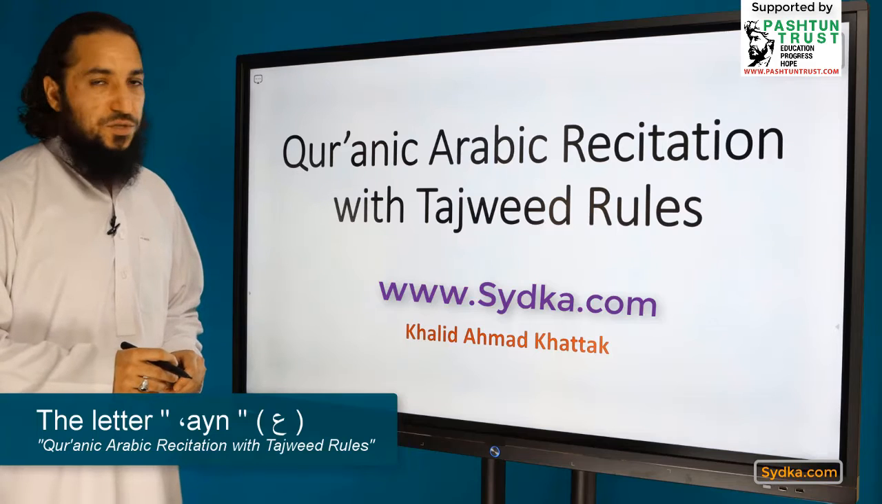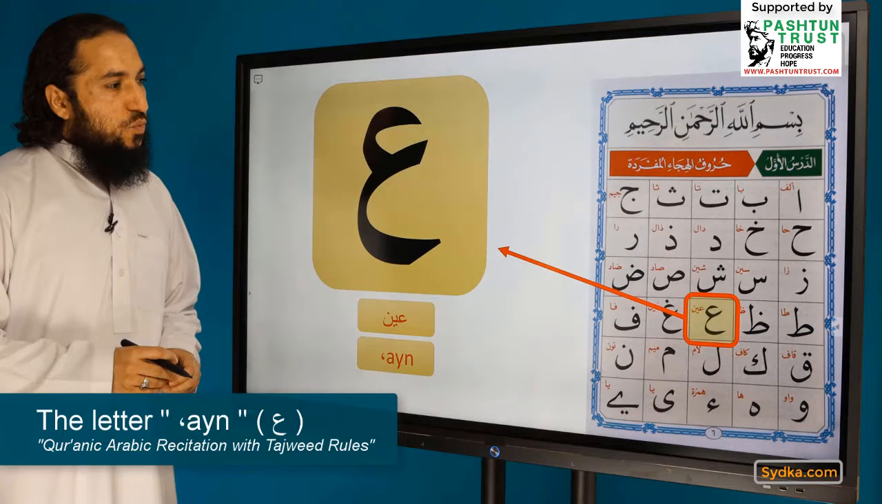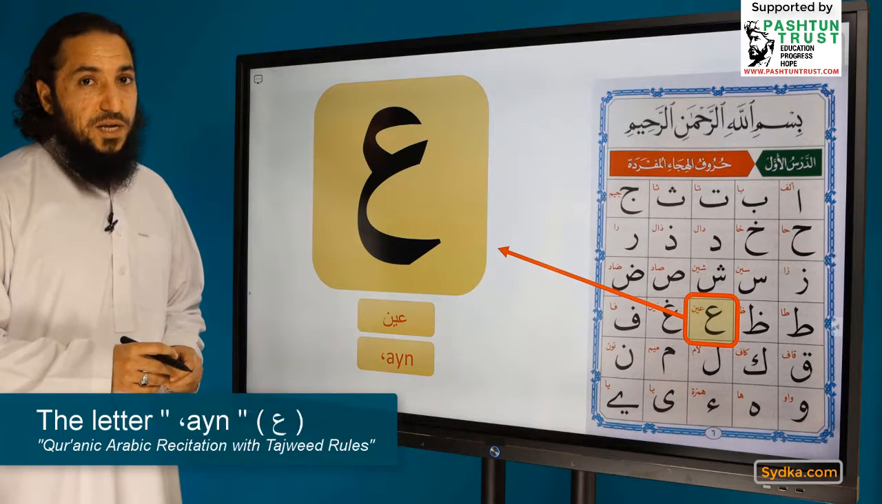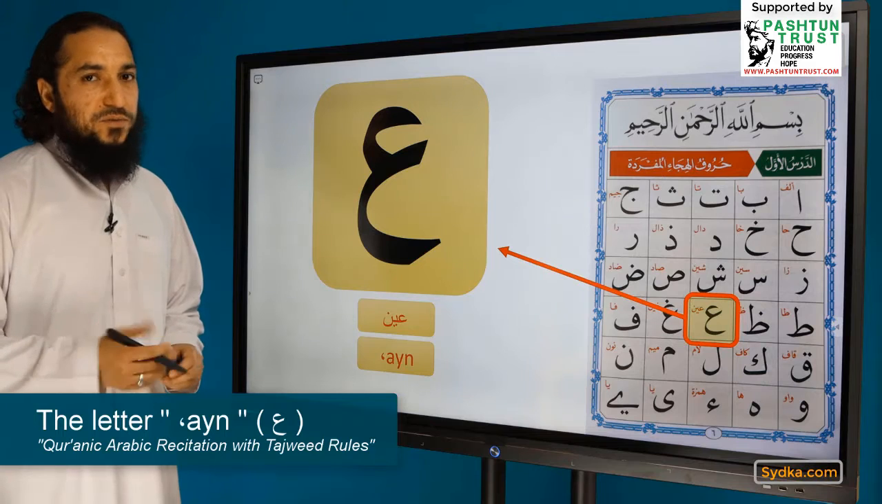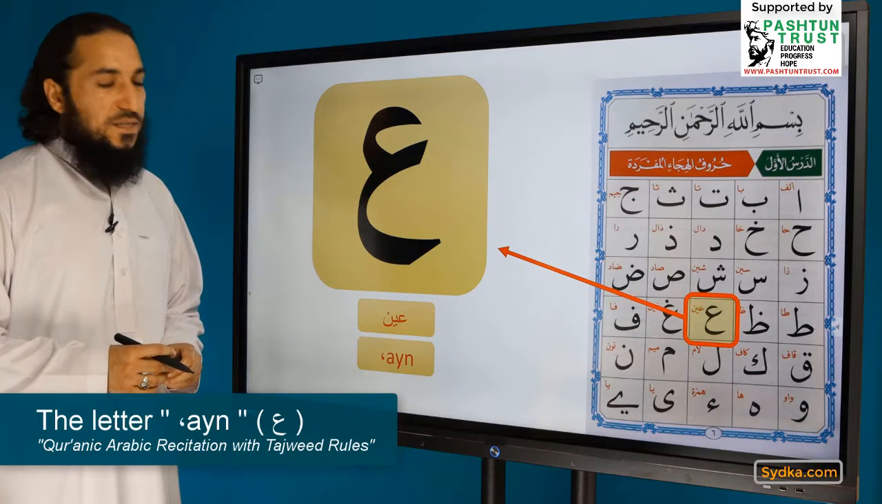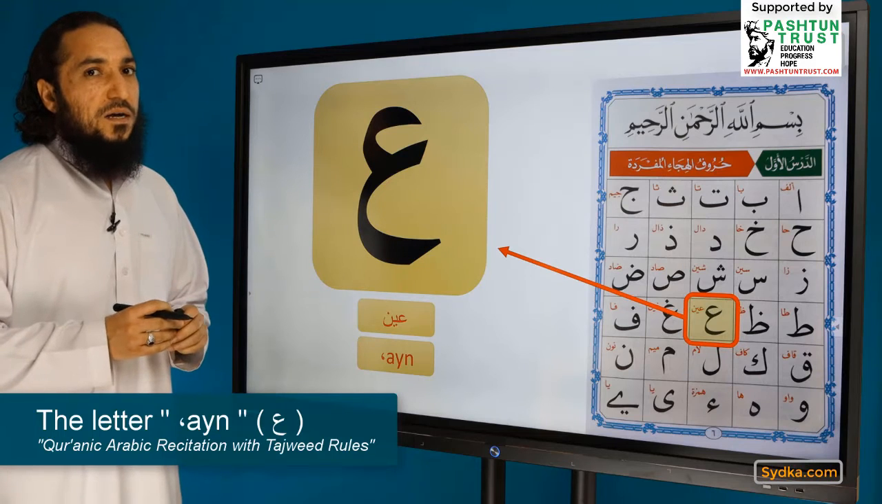Welcome back to another session of Quranic Arabic Recitation with Tajweed Rules. In this session, we will be studying another letter of the Arabic alphabet. It is called Ain. It is pronounced as Ain, and the sound is A. It's the second part of A.